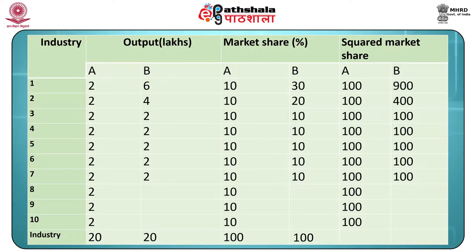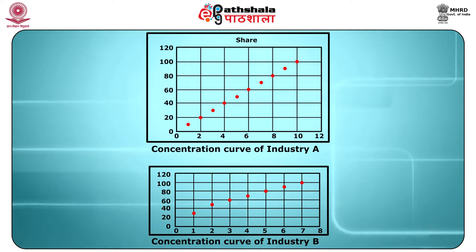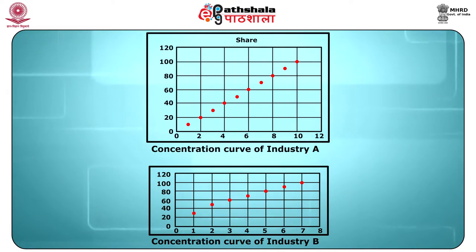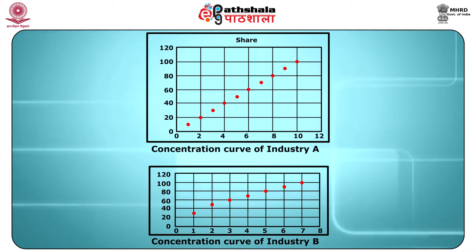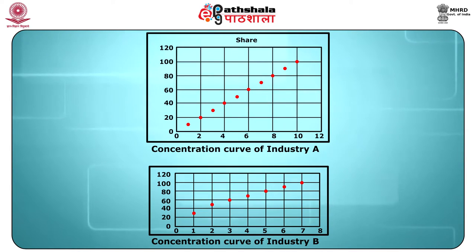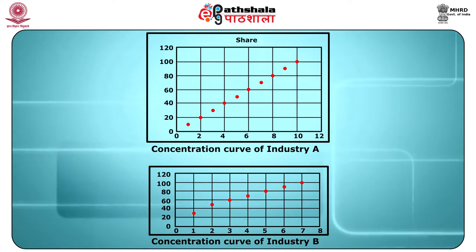As you can see in table 1, firm output and market shares for two hypothetical industries. Figure 2 below shows concentration curves for the two industries A and B. It is clear from the figure that the concentration curve of industry B, when superimposed on that of industry A, lies above it as expected. Figure 2A shows the concentration curve of industry A. Figure 2B demonstrates the concentration curve of industry B.